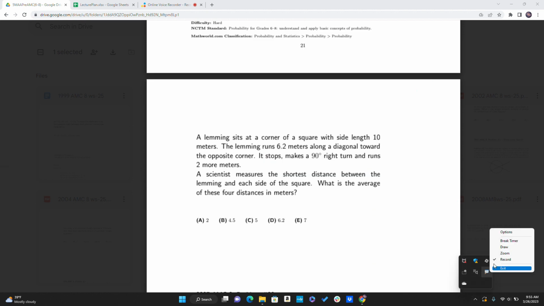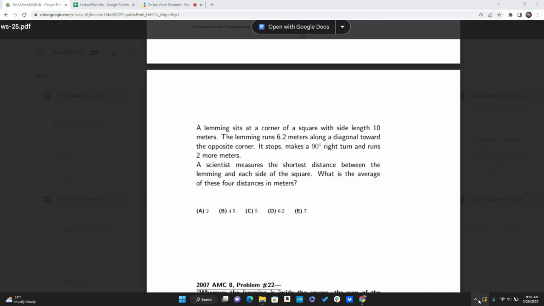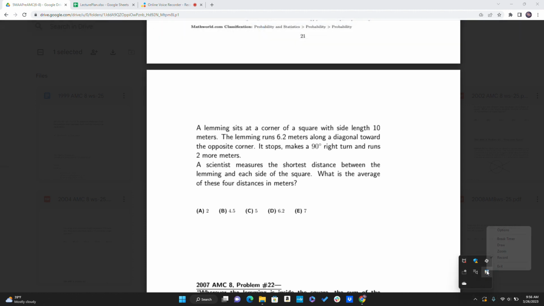A lemming sits at a corner of a square with side length 10 meters. Let's draw that out. All right, we've got our square. It runs 6.2 meters along the diagonal, and then stops, makes a 90-degree right turn, runs 2 more meters. So now our lemming's here. And we want to know the distance between each side of the square.